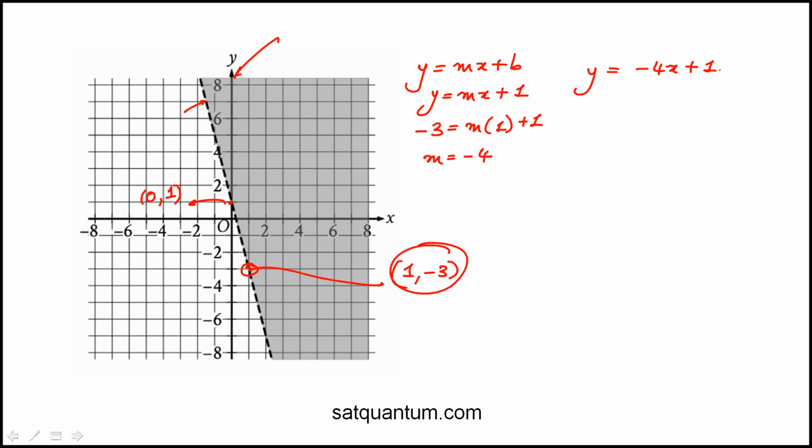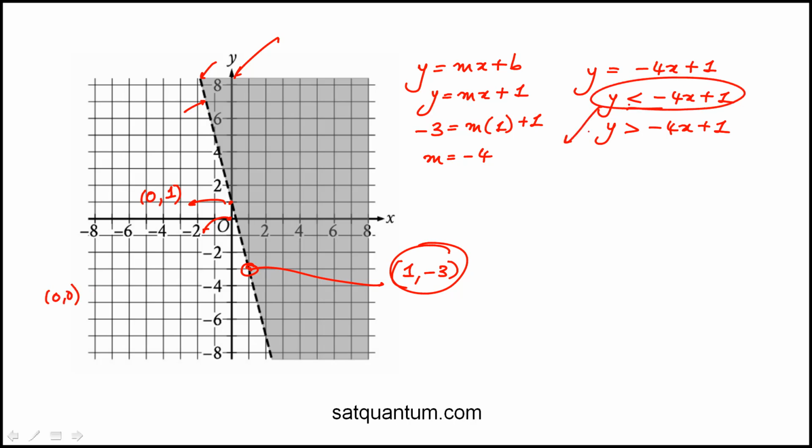And then this line would divide this into two half planes. One would be y is less than -4x plus 1. The other would be greater. And then the equality would be the line itself. So we can use the origin. That's the most common one. And we plug it in.